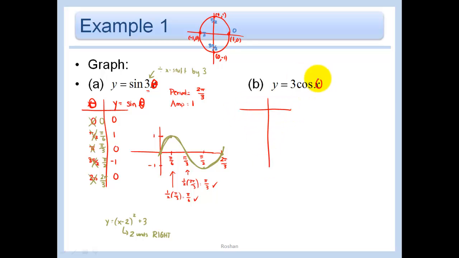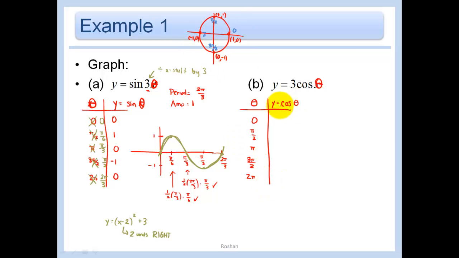So since I changed this to theta in the last example, I'm going to do the same thing. So let's start with the base case, which is y equals cosine theta. We have the same 0, pi over 2, pi, 3 pi over 2, and then 2 pi. That's always going to be the same, right? Because that's always on our unit circle.